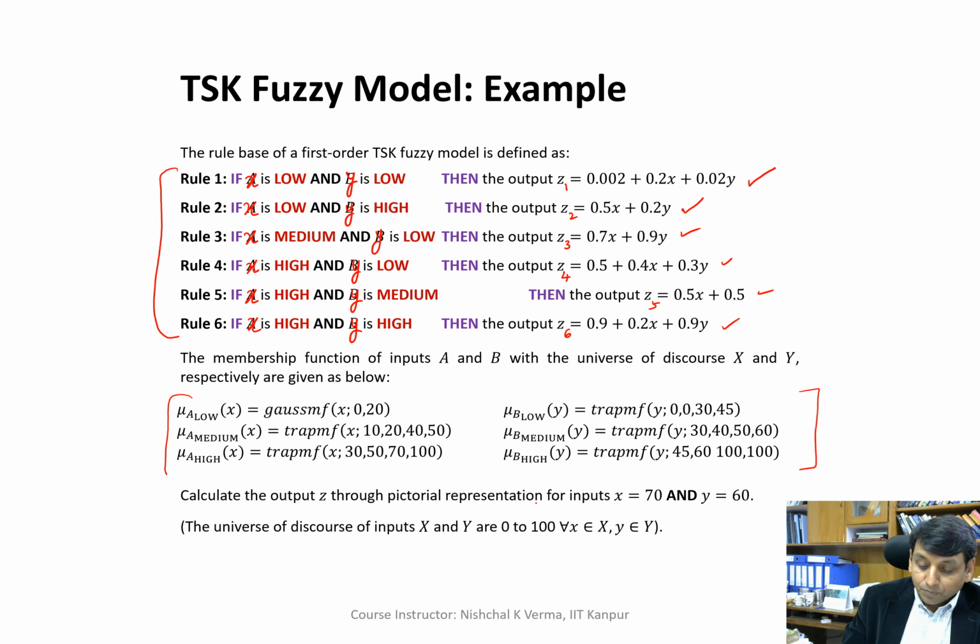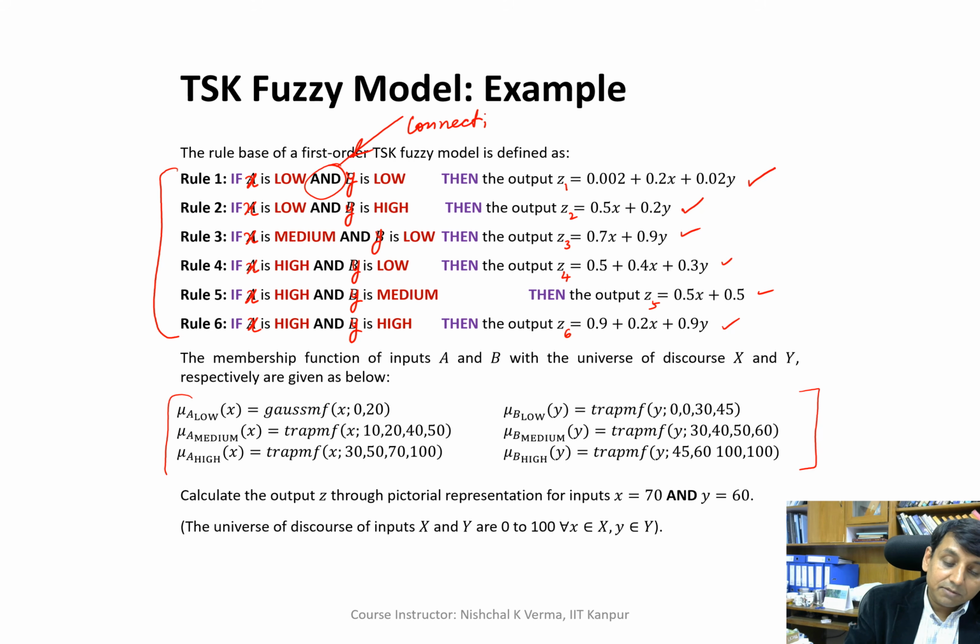Now the task here is to find the corresponding output for the input x equal to 70 and y equal to 60. So here the input remains the same, but the interesting thing that we see here is that the connective is AND instead of OR. So here we have this connective.